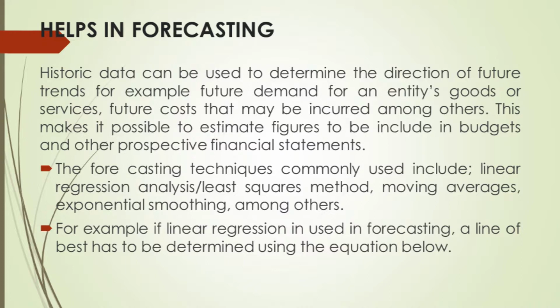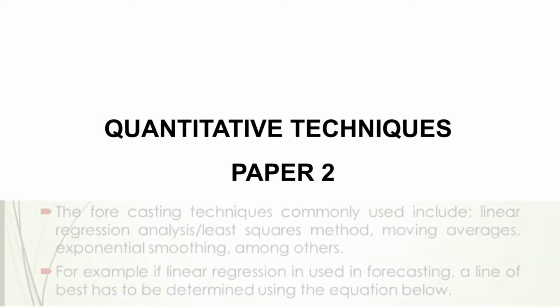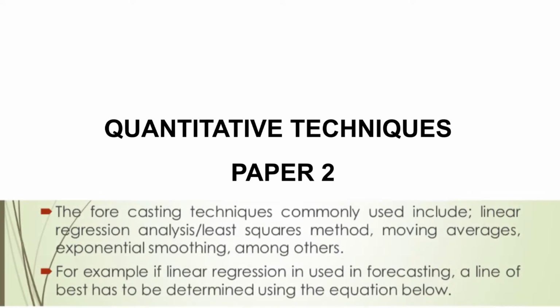So historic data, we say, can be used to determine the direction of future trend. For example, future demand for an entity's goods and services, future costs that may be incurred, and many other factors. So this makes it possible to estimate figures which you can include in budgets or in prospective financial statements. Some of the forecasting techniques which we can use are linear regression analysis or the least squares method, moving averages, exponential smoothing, and some others.